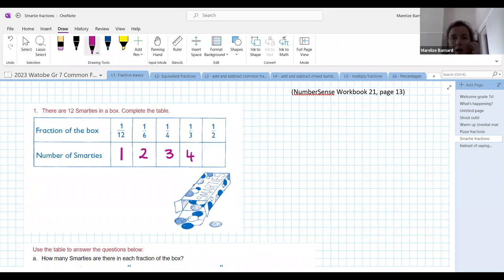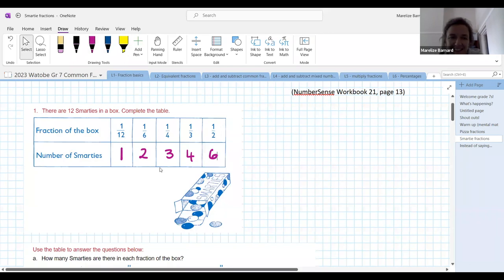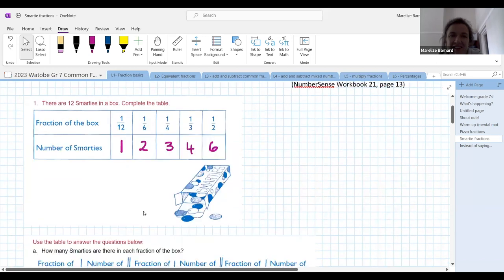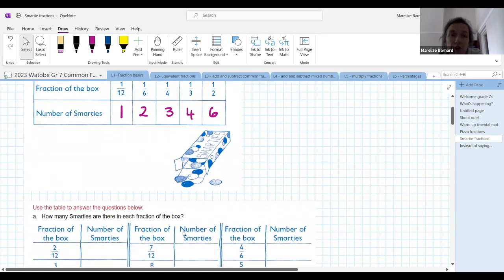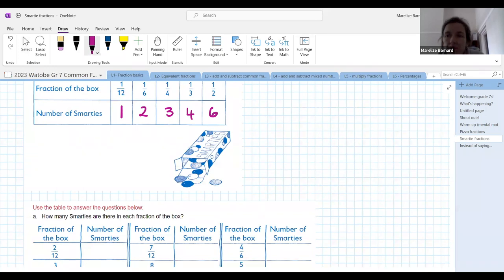Okay, so a half. What is half of 12? That is 6. Okay, good. Our brains are working overtime today. So now we're going to go further. We said a 12th is one Smartie. So how many Smarties will 2/12 be? If 1/12 is one Smartie, then 2/12, how many Smarties will that be?